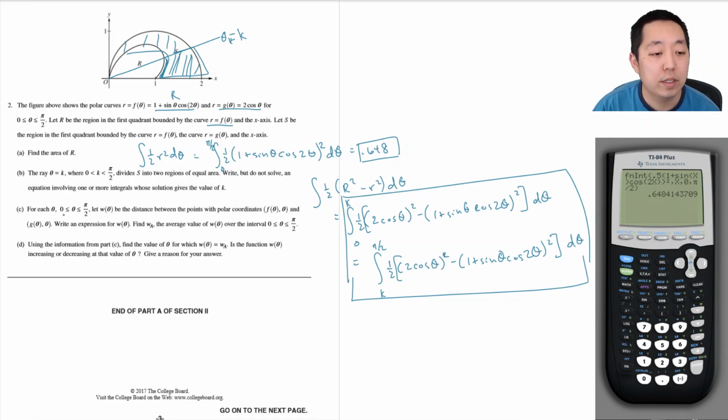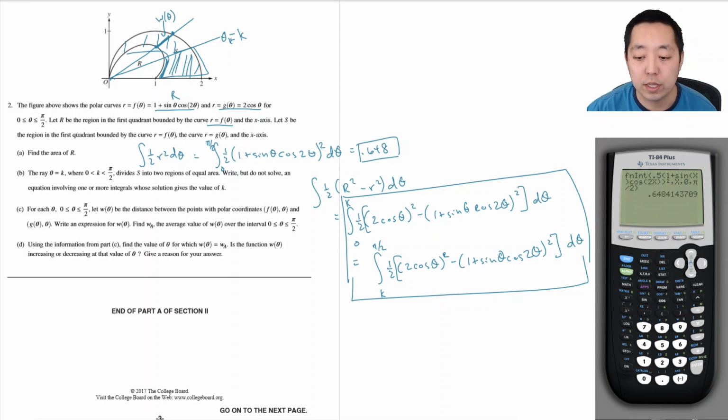Okay, for each theta, 0 is less than or equal to theta is less than or equal to pi over 2, let w of theta be the distance between the points with the polar coordinates f of theta and g of theta. So for a given theta, like here, for example, the distance w of theta would be this part right here. Write an expression for w of theta. Okay, so w of theta is just the difference in the r values, right? Because it's just this length minus this little length here.